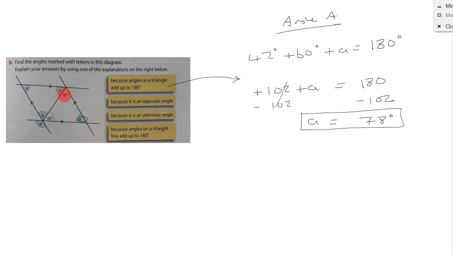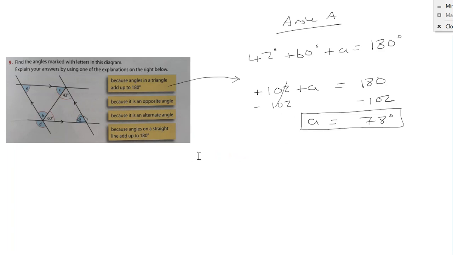Then if we have a look at the angle B, what we'll notice is that this angle and this angle are what are known as alternate angles. If this angle and this angle are alternate angles, then they're equal to each other. Remember, because it is an alternate angle, they're equal to each other. So if this is 42 degrees, then the angle B is also 42 degrees.